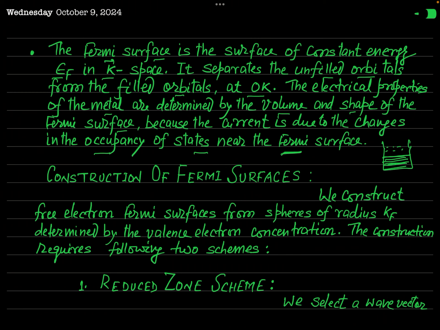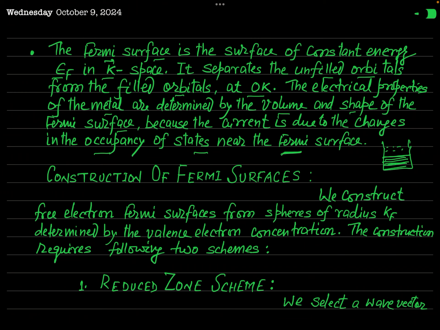In fact, in the equilibrium state, there is a particular configuration, a particular number of electrons distributed in the surface. But due to any perturbation, if there is a change in that number, then the changed value of the occupation probability is responsible for the conductivity, because in that condition the electrons actually flow. So the electrical properties of metals are completely determined by the volume and the shape of the Fermi surface.